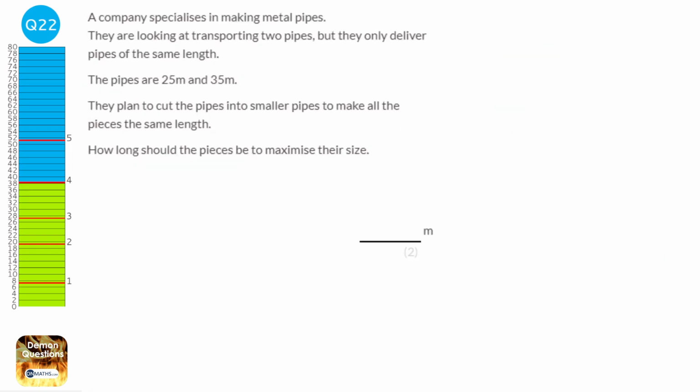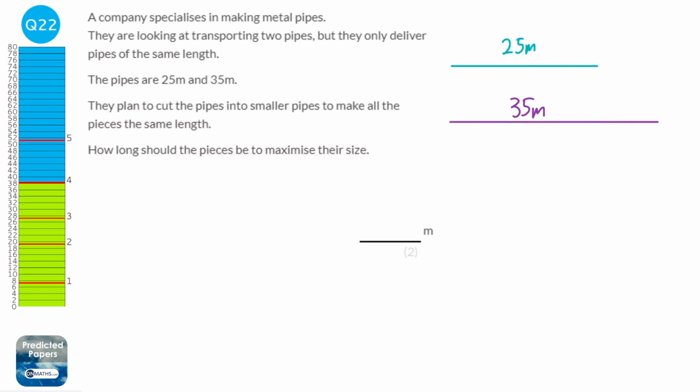So if we imagine we've got the 25 metre pipe here, and we've got the 35 metre pipe here, the question's basically asking us what can we cut all these pipes into, and they all have to be the same length that will fit with the 25 metre and the 35 metre. And essentially what this question is asking is what is the highest common factor of 25 and 35.